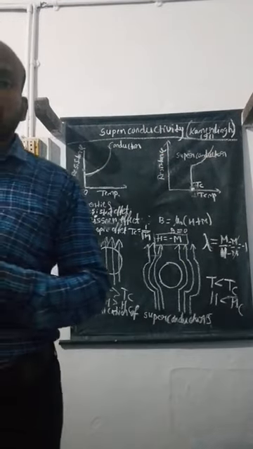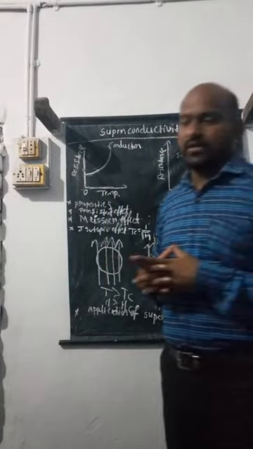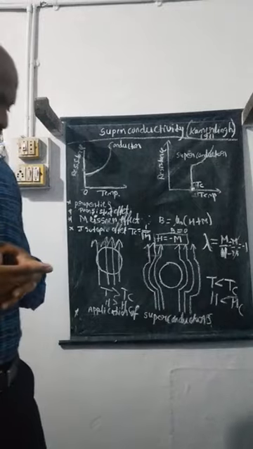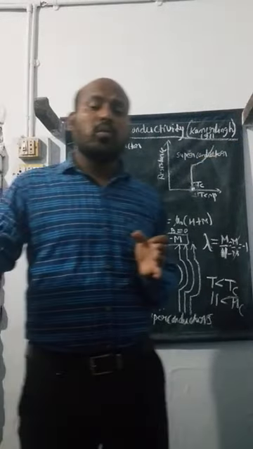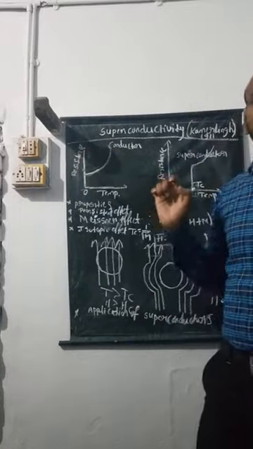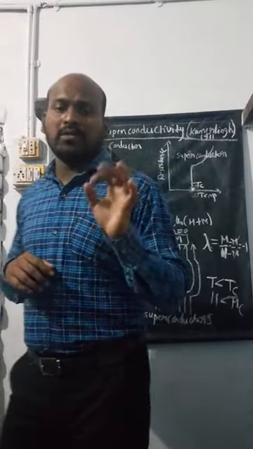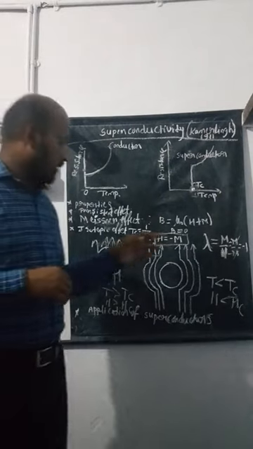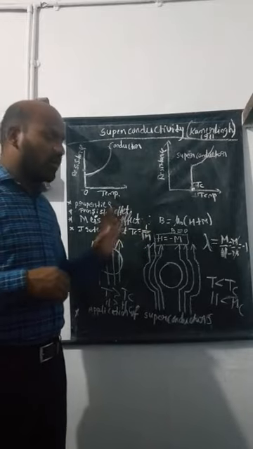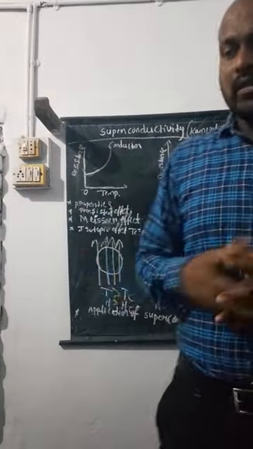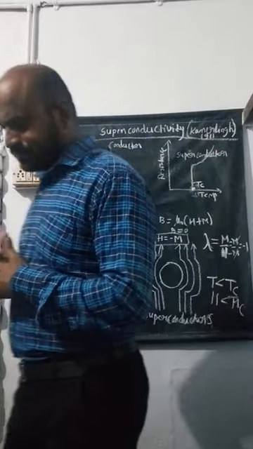And also we will explain the isotopic effect. What is the isotopic effect? It tells that the critical temperature or transition temperature varies inversely proportional to the square root of the mass number or atomic mass of the isotopes. I have written a small equation: Tc, the critical temperature, is proportional to 1 over the square root of the mass number of that isotope. This is the isotopic effect.